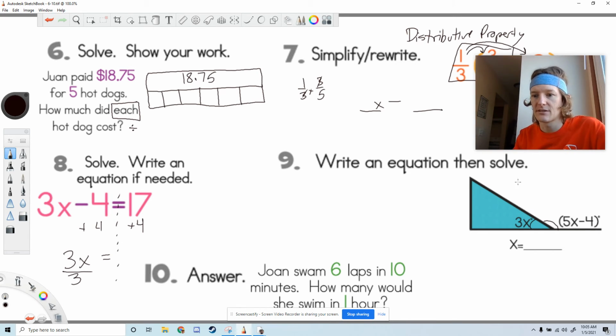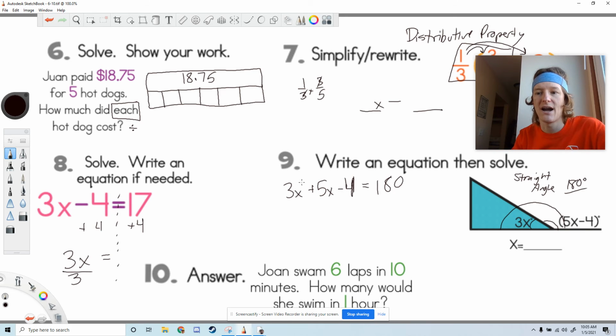Well, I know that this is what we call a straight angle from here to here, and it makes 180 degrees. Straight up would be 90, so we have 2 of those. 90 and 90 makes 180. So we have 3x, because that's this first part, and when we add 5x minus 4, it's going to equal 180. Our first thing we need to do is, remember, we combine like terms.